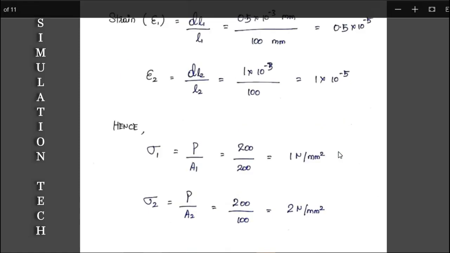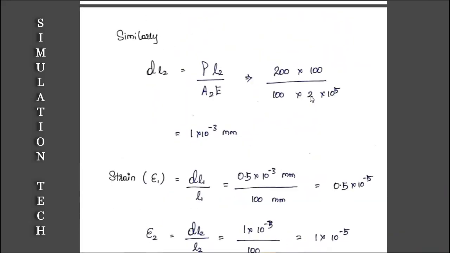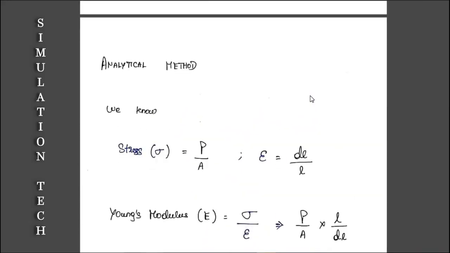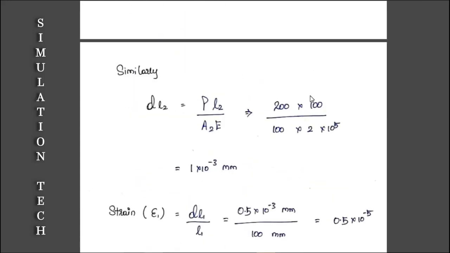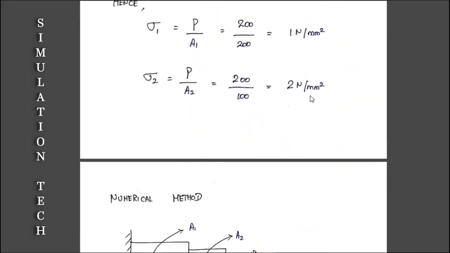And hence, we know the stress formula. Stress 1 is P by A, area 1 obviously. So 200 by 200 is 1 Newton per mm square, and P by A2, 200 divided by 100, is 2 Newton per mm square. Right, so it's not rocket science, it's a very simple problem. So we have seen an analytical method of how to solve this axial tensile force problem, that means an axial force applied on a cantilever bar, and finding the change in length and how much stress it actually forms.